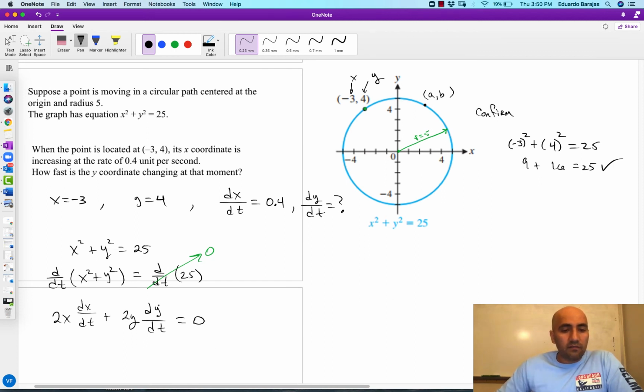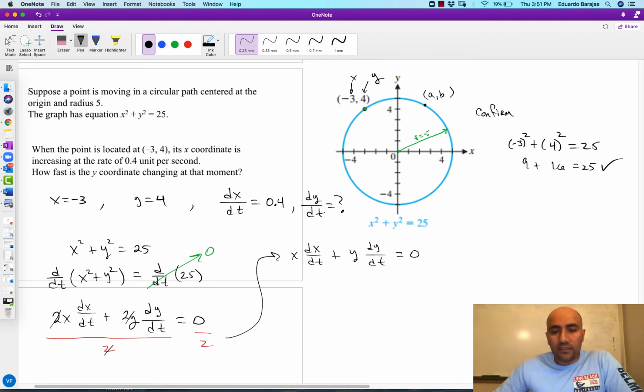And so this is the variable of interest. We can divide everything by 2. Divide this side by 2, divide that side by 2. And so it'll cancel here, right? Factoring those guys. And so, let's bring this over here. We have x dx/dt plus y dy/dt equals 0. Remember, 0 divided by 2 is still 0.